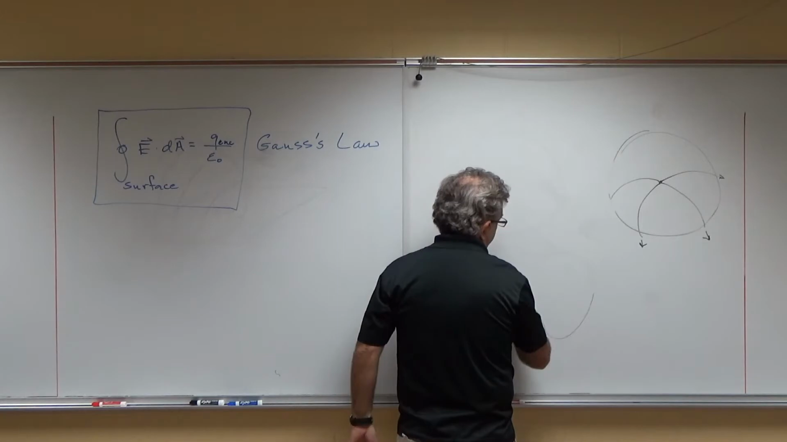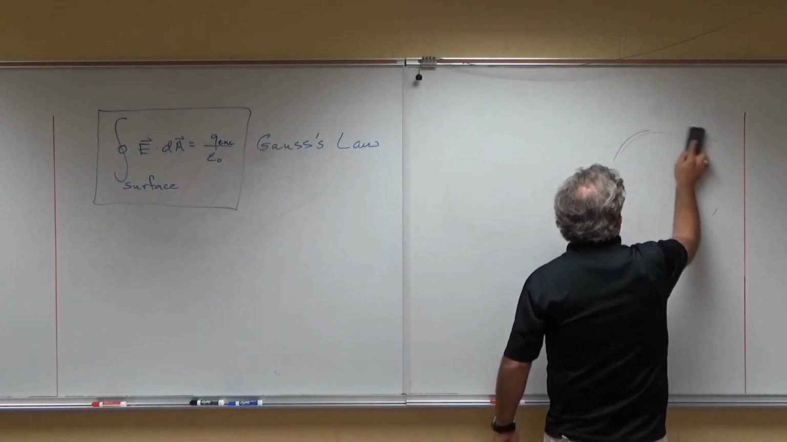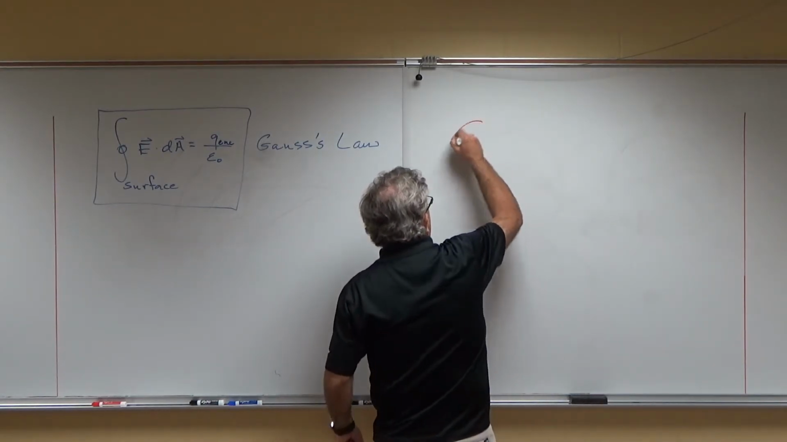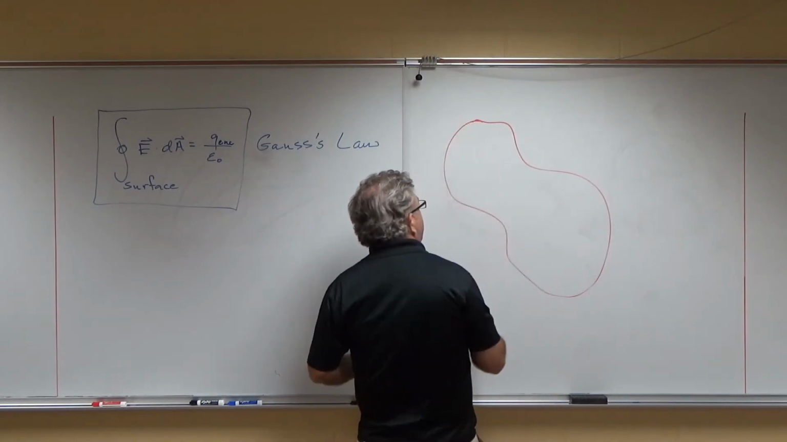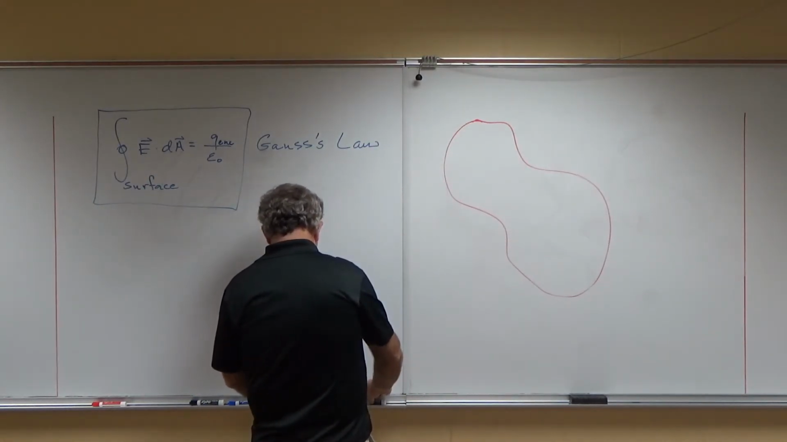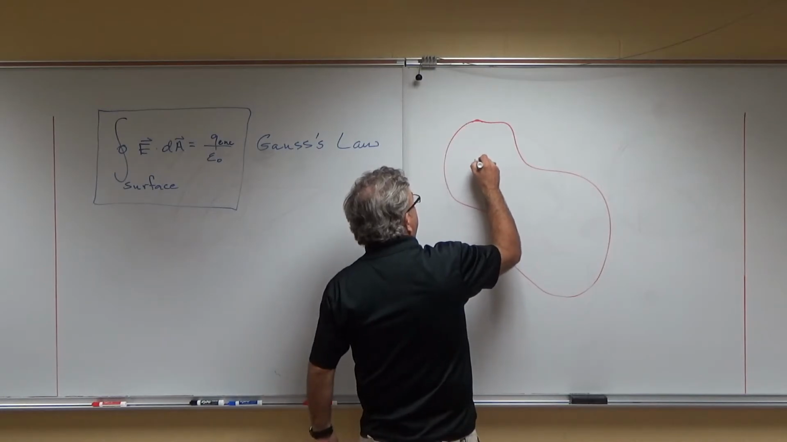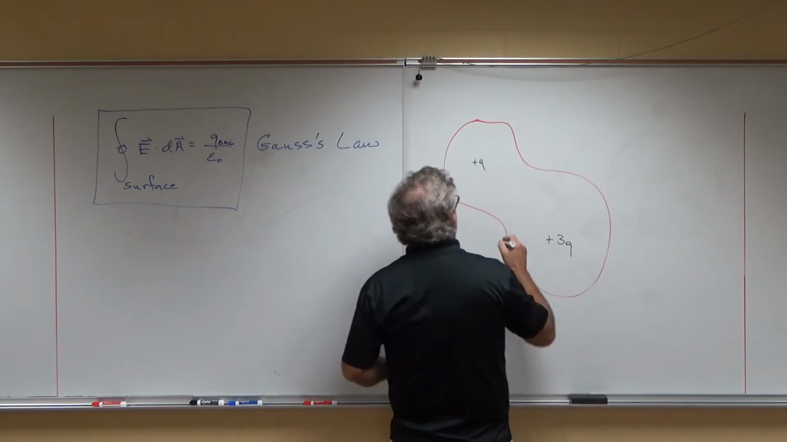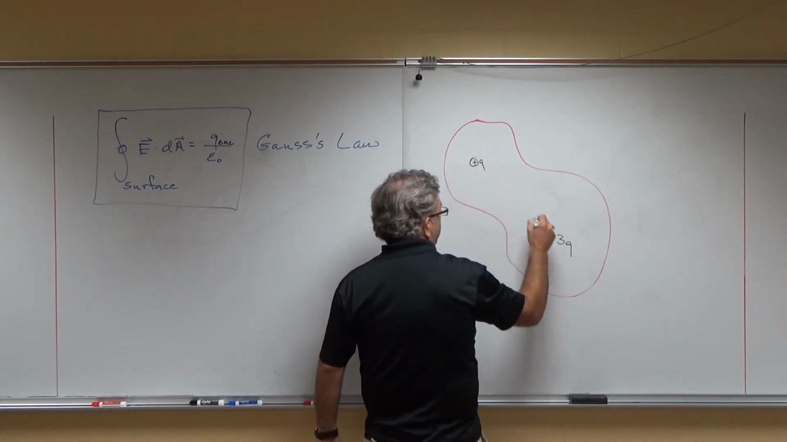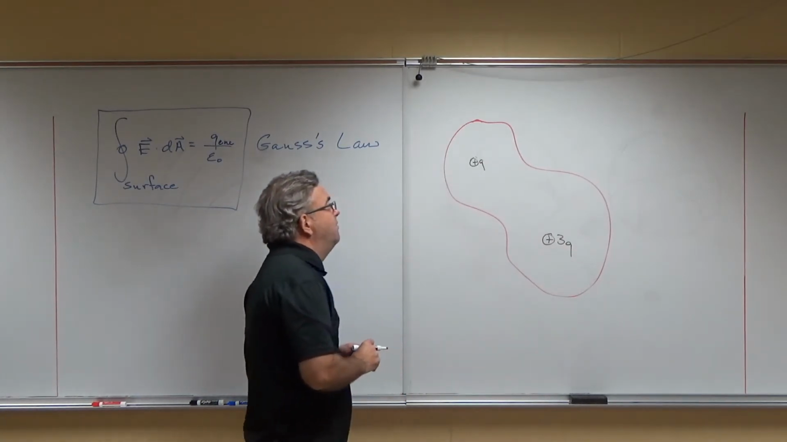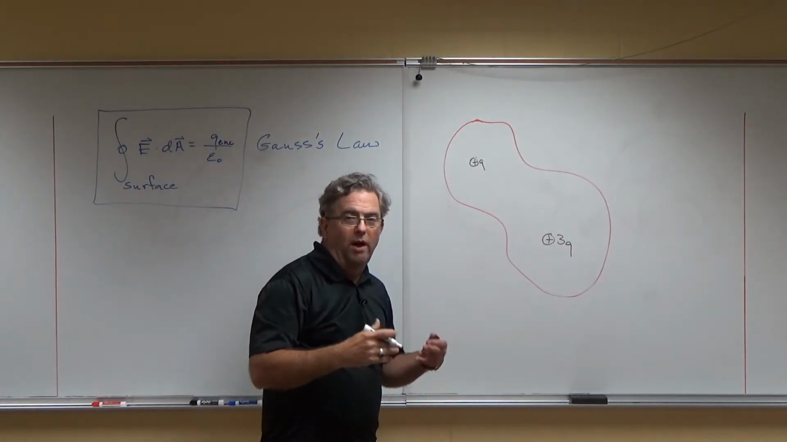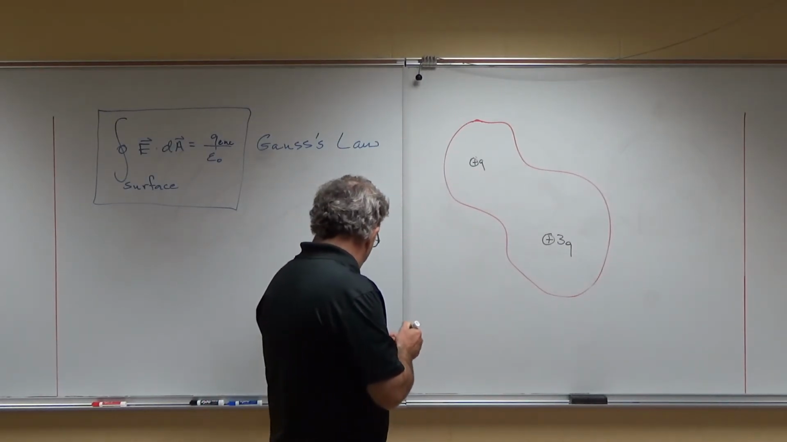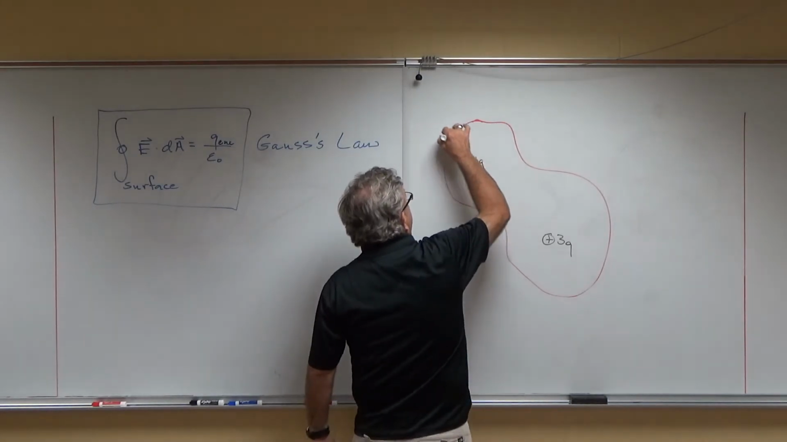So if I take a surface like this, and I have 2 point charges, plus Q and plus 3Q. I'm going to make them little point charges. They're both positive. One is Q and one has 3 times whatever this one has. Well, we know that the electric field looks like this.